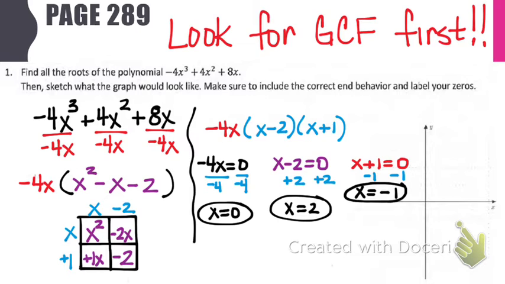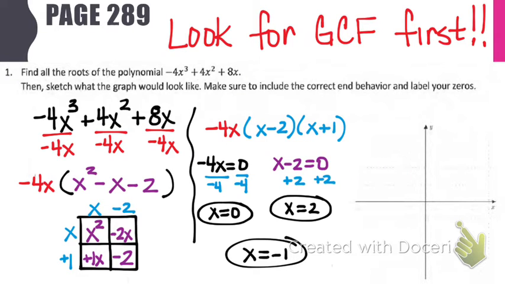I'm going to move that down so that I have some space to do my sketch. So now what I want you to do is put a point approximately where they would fall on this x-axis. So I'm going to go ahead and mark mine. All right, so 0 would be in the middle, 2, and negative 1.